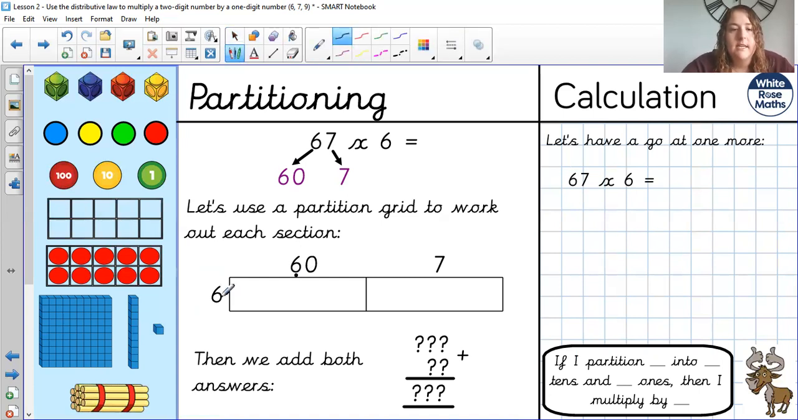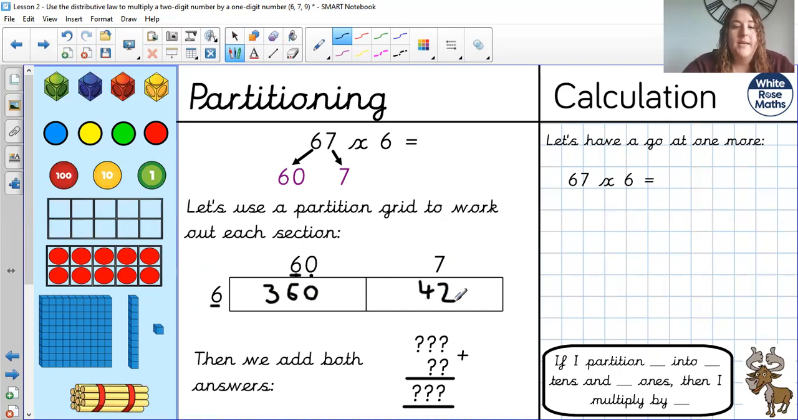So 6 times 6, and then I'm going to be multiplying by 10. So 6 sixes are 36. Multiplied by 10 would be 360. And then I'm doing 6 times 7. So 6 times 7 is 42.